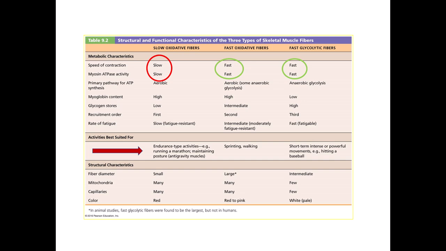So slow oxidative fibers are going to be best for endurance type activities, running a marathon, maintaining posture, so your anti-gravity muscles, because they're fatigue resistant. They're going to be able to endure for long periods of time. Fast oxidative are good for kind of intermediate length and intermediate strength activities like sprinting and walking. And your fast glycolytic, where we get that quick but short burst of energy, is good for short-term intense or powerful movements like hitting a baseball or power lifting weights or something like that.